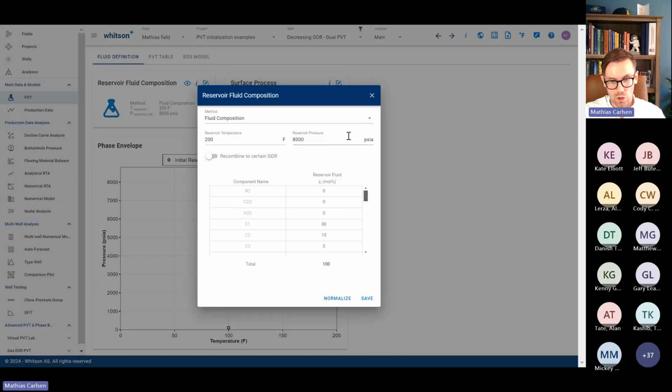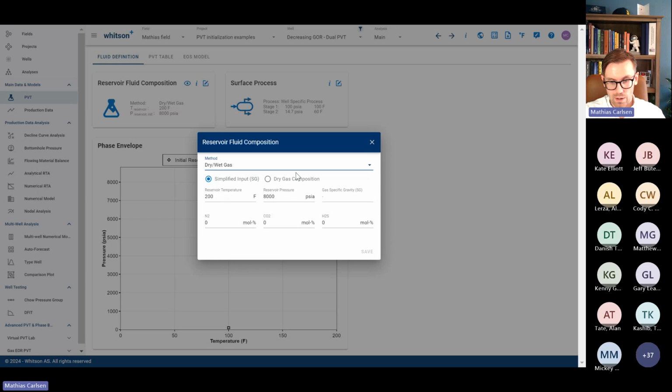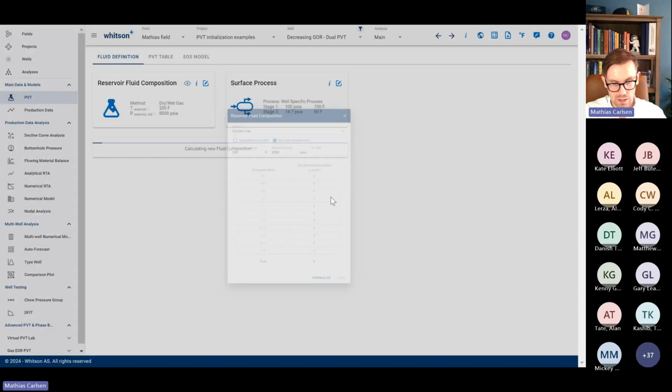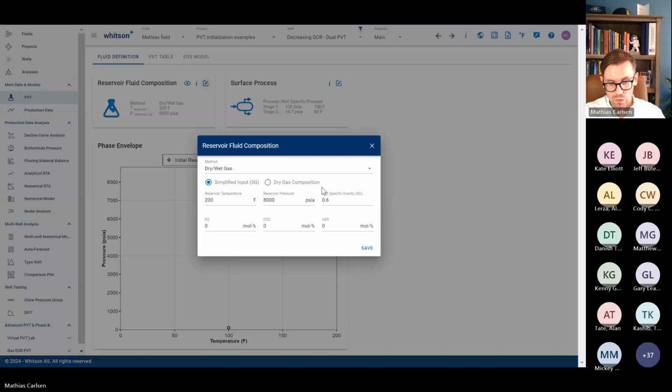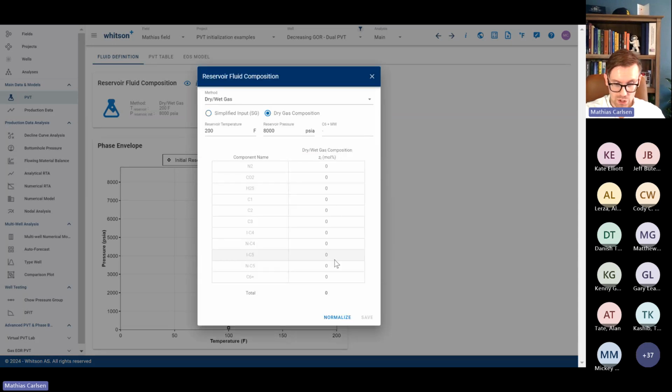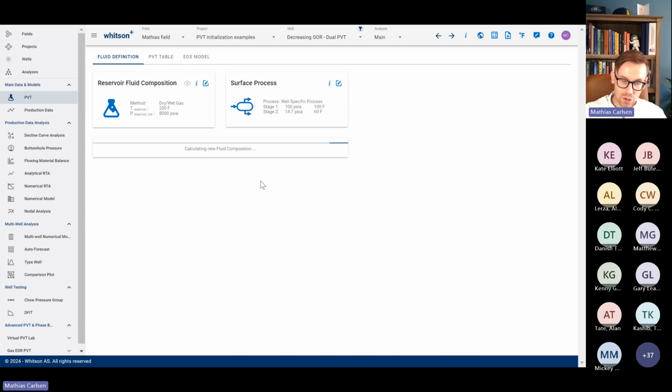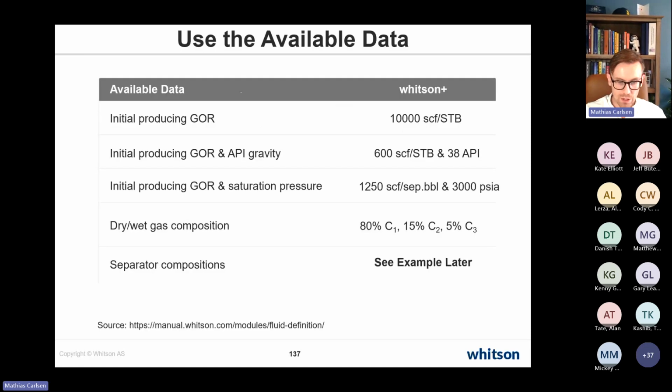But I could also go in and use the dry and wet gas composition here. I can input a specific gravity, 0.6, let's say. Or I could also go in and actually specify, which is very typical, where you go in here and say, okay, for the dry wet gas composition, I have compositions up to C6. Then you need to assume some kind of molecular weight too. It's a very common data set, and you can do the same exercise. You can do like 15 and 5, for instance, and it will give you the same results. So that's just using the available data that you have to predict the composition. It's really powerful.